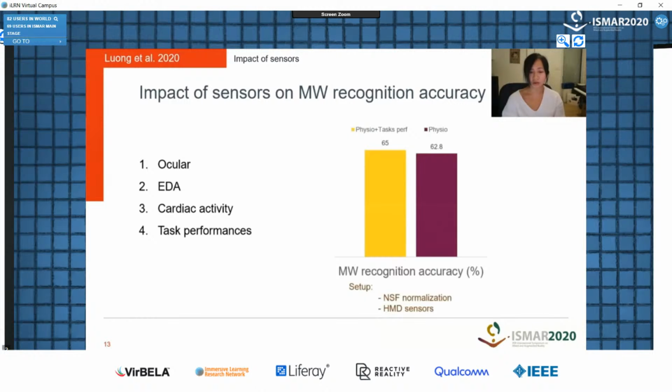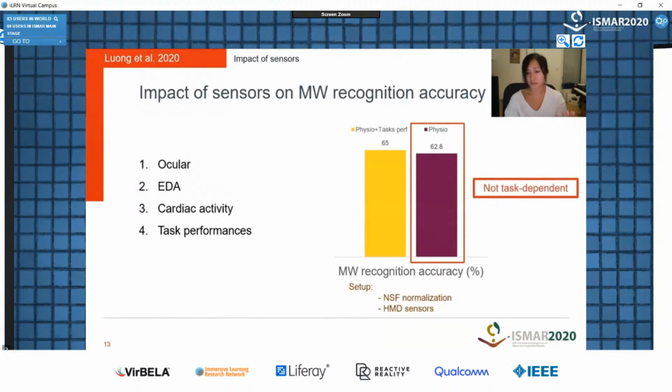I wanted to draw your attention to the fact that when we used all measures together, we had a recognition accuracy of 65%. And when we just took off the task performance measures, we only had a drop of 2.2% in the mental workload recognition accuracy. It is quite surprising because task performance measures are some of the most popular measures when studying users' mental workload. And in our case, we also had a significant impact of mental workload on the user's task performance. However, to train mental workload recognition models, the task performance features didn't really help in that case. This is in our context, so maybe it can change in other contexts.